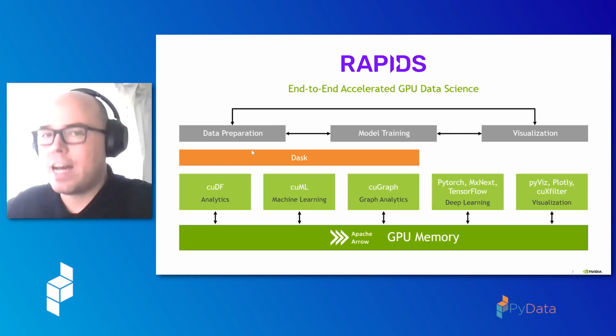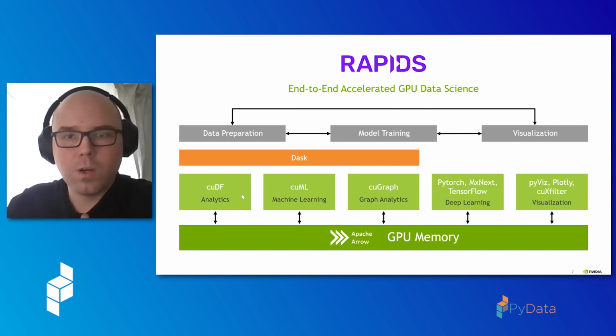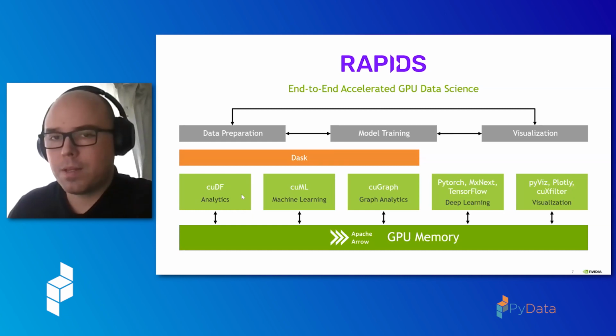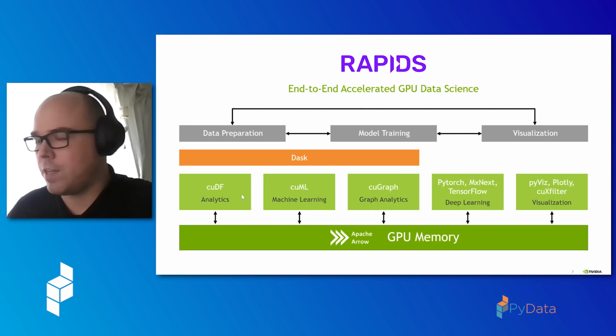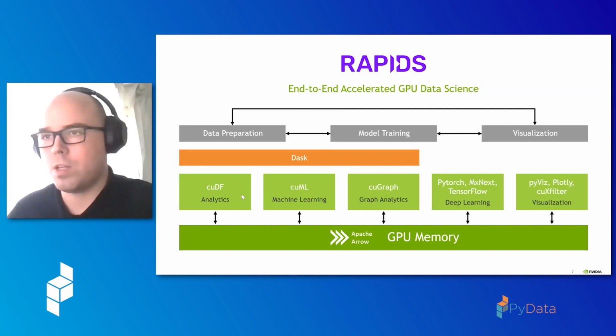This is not the entirety of the tools that RAPIDS is providing, but I'll focus predominantly on those today. There are also other utilities. Some of them I'll mention very briefly, like cuSpatial for spatial data, or cuSignal for signal processing and time series data. But if you're interested in those, reach out to me after the talk on LinkedIn, and I'm happy to give you information about them and get you going.